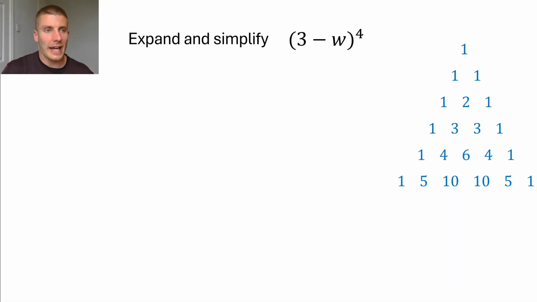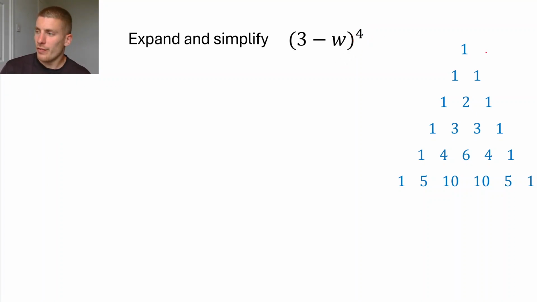Okay, so in this video we're looking at using the binomial expansion again to expand and simplify, this time, 3 take away w to the power of 4. Now straight away, because I can see I've got quite a big power here, you're looking at using Pascal's triangle. Otherwise, if you expanded every bracket 4 times, you're going to be there for a long time. Now the power is 4.